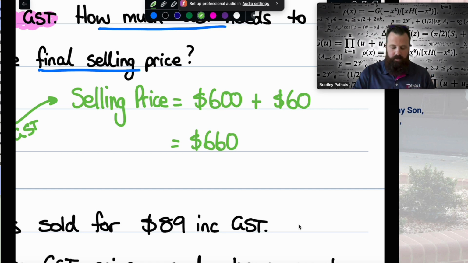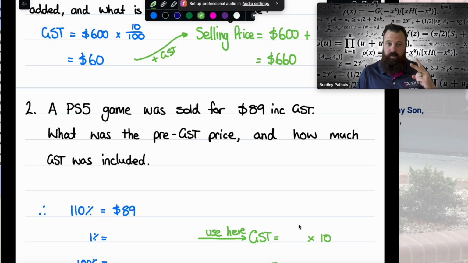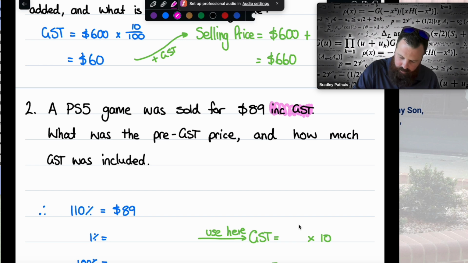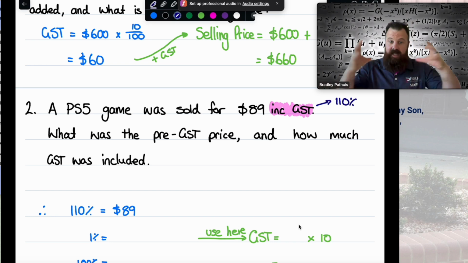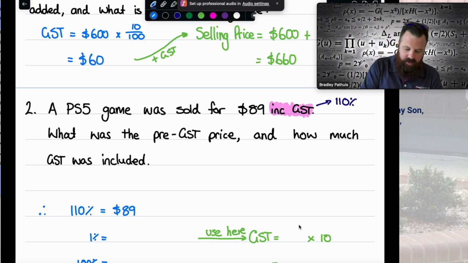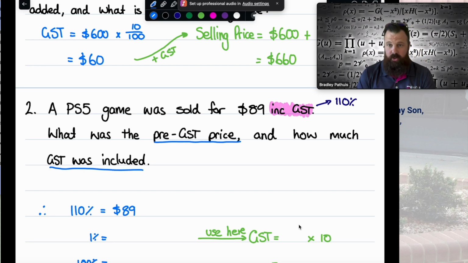Let's go to example 2. A PS5 game was sold for $89, and that includes GST. That's important to me, because it includes GST, I know that that number is 110%. It's everything in total. What I've been asked to find is, what is the pre-GST price and how much GST was included. Now this is the tricky one, and this is where we're going to use our unitary method to help us out.